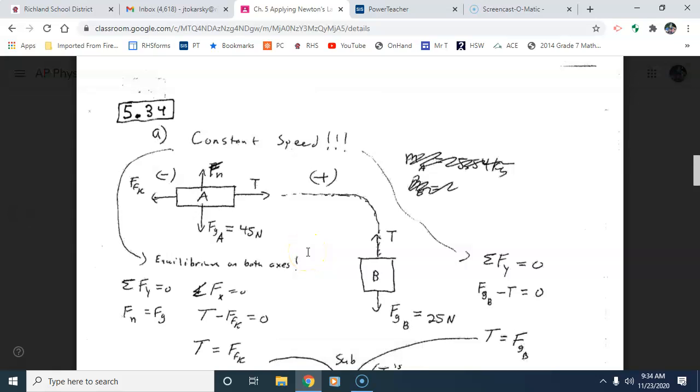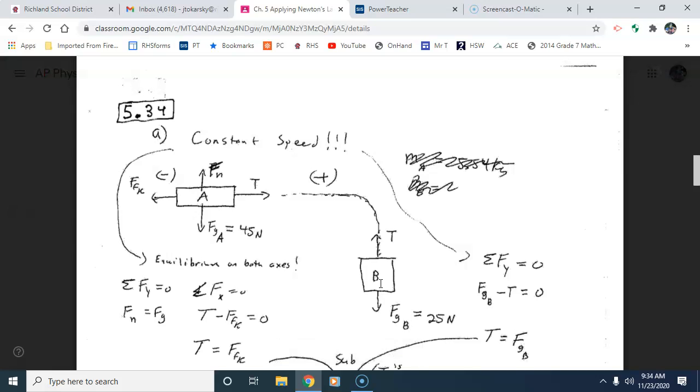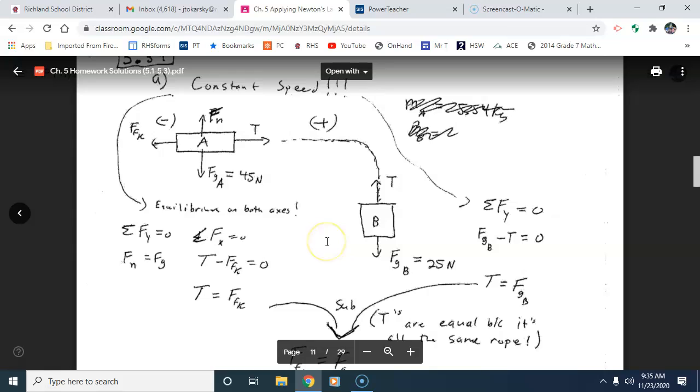Consider the system in the figure below. Block A weighs 45 newtons. Block B weighs 25 newtons. And it does descend at a constant speed. Calculate the coefficient of kinetic friction between block A and the tabletop. And then we'll figure out part B. So we want the mu K between these two. All right, let's start setting it up.